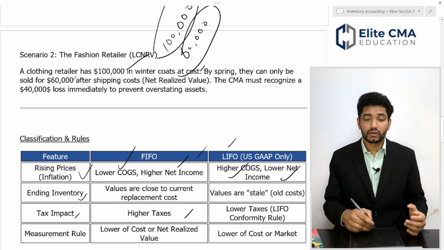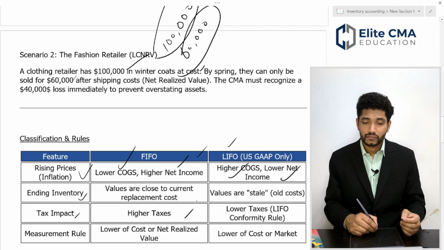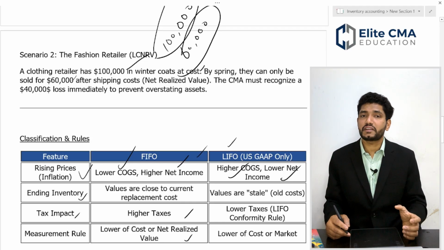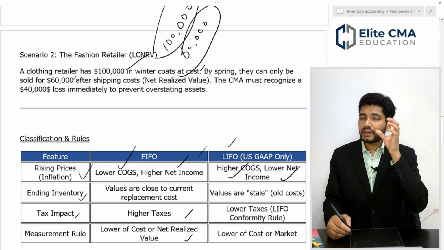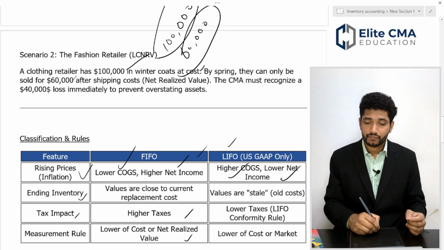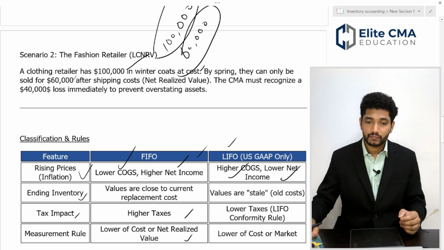Then the measurement rule, how you are measuring, how you are impairing your inventory. In FIFO, it is lower of cost or net realizable value. Again, when it comes to LIFO, it is lower of cost or market price. This is how you are valuing your inventory.